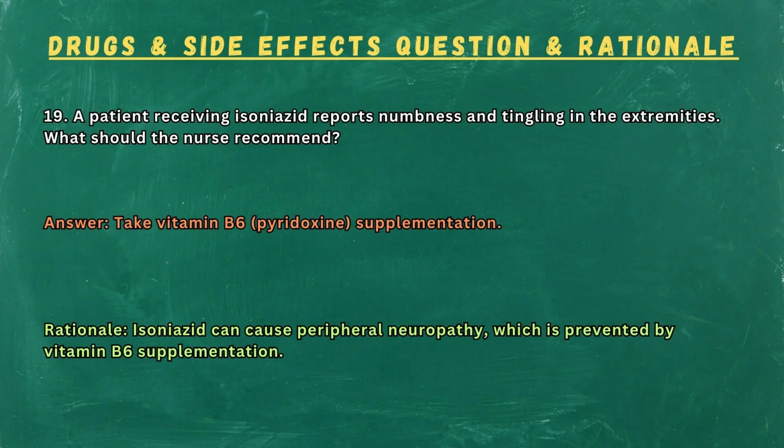19. A patient receiving isoniazid reports numbness and tingling in the extremities. What should the nurse recommend? Answer: take vitamin B6, pyridoxine supplementation. Rationale: isoniazid can cause peripheral neuropathy, which is prevented by vitamin B6 supplementation.